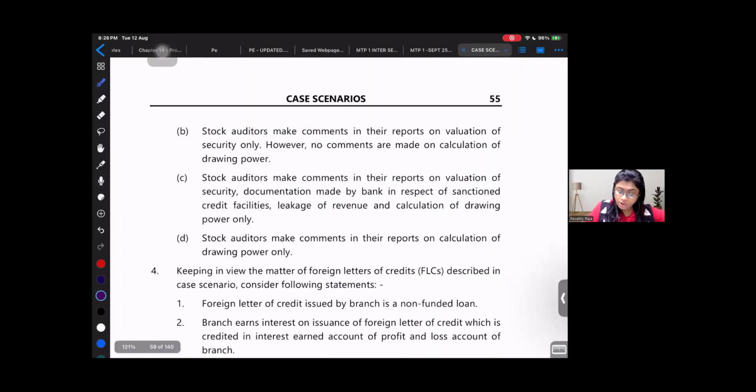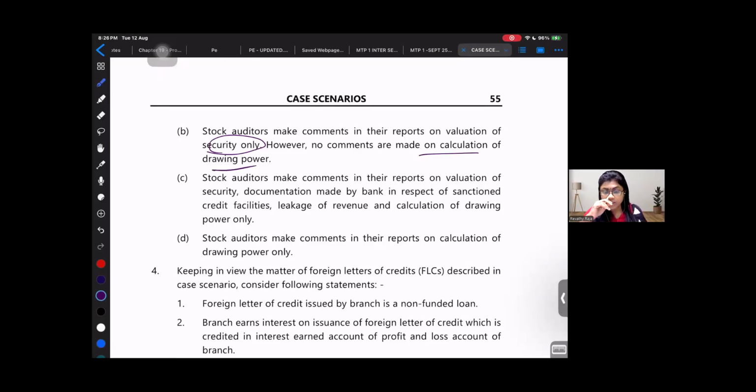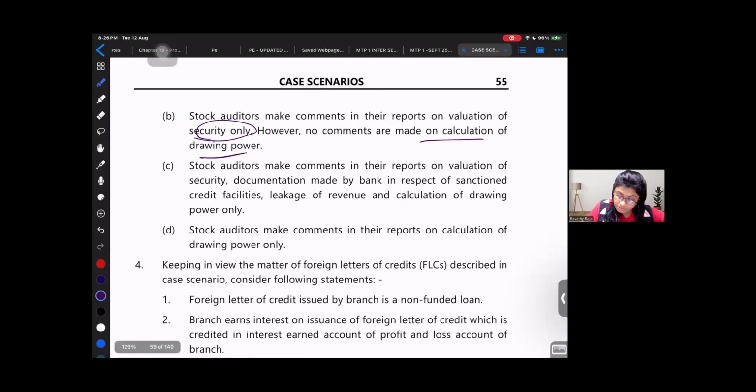B. Stock auditors make comments on reports on valuation of security only. No comments on drawing power. D. Stock auditors can make comments on valuation of security, documentation made by the banker, leakage of revenue, calculation of drawing power only. They make comments on calculation of drawing power only. Can you say which is the correct option out of this?